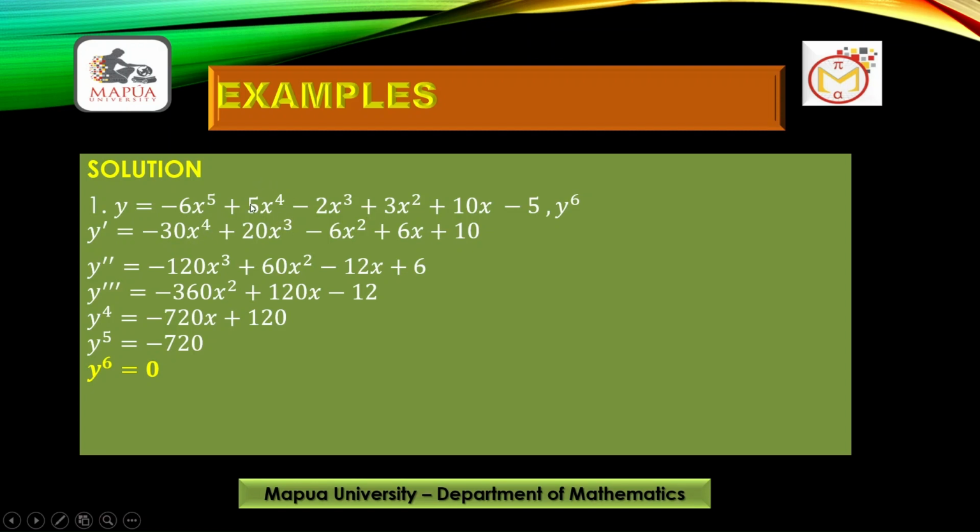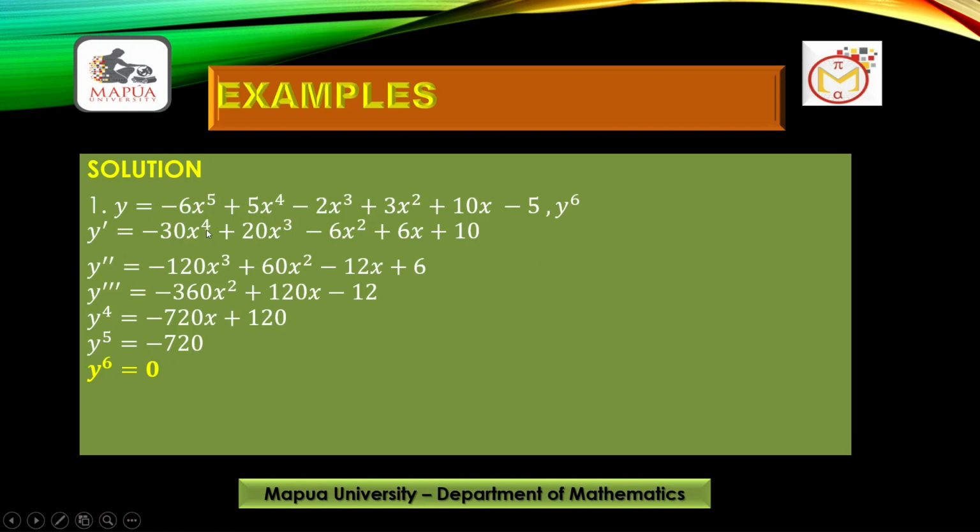Next term, bring down 4 times 5 is 20, less 1 from the exponent, so this is cubed. Next term, bring down 3 times negative 2 is negative 6, now less 1 from the exponent, so this is squared. And the next term, bring down 2 times 3 is 6, less 1 from the exponent, so this is x. And 10, the derivative of x is 1, and negative 5 is 0. Then we can now differentiate the first derivative, and this is our second order derivative.